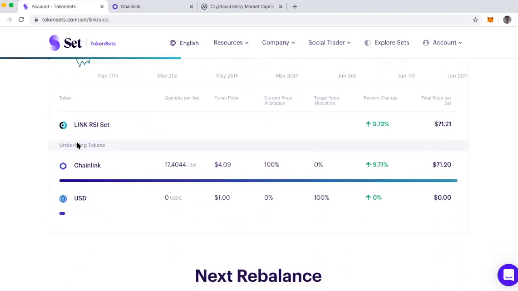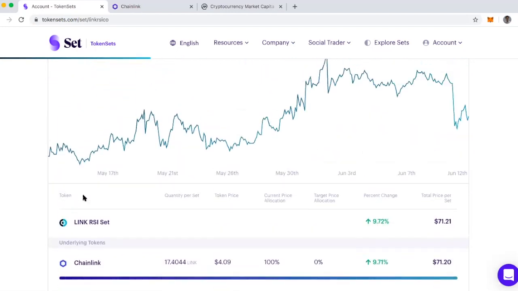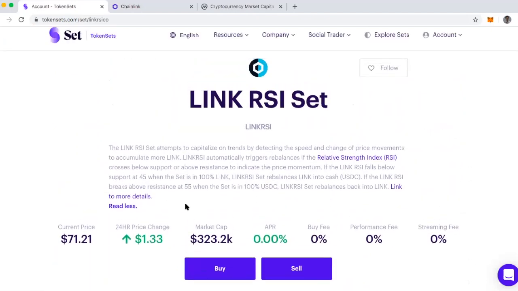So if we scroll down, you see that the Link RSI set is composed of the Link token and USDC. So when things are, quote unquote, bearish, we are selling Link for USDC. And when things are, quote unquote, more bullish, we are buying back Link with that USDC. And this is all automated by smart contracts. So the actual strategy stipulates that when the RSI of Link moves below 45, we would then rebalance from Link into USDC. So what does that mean?